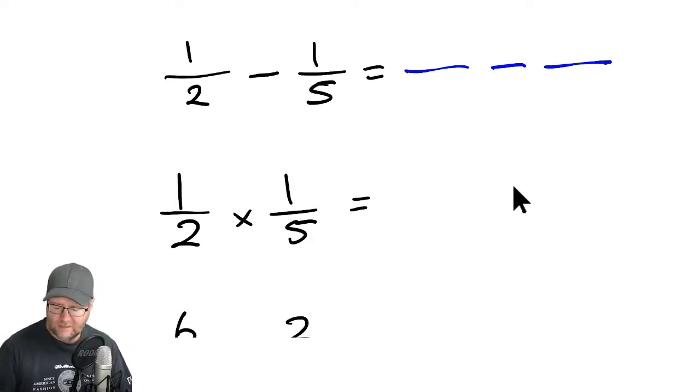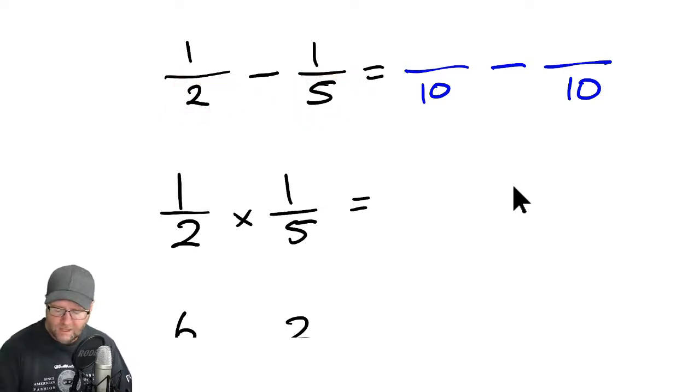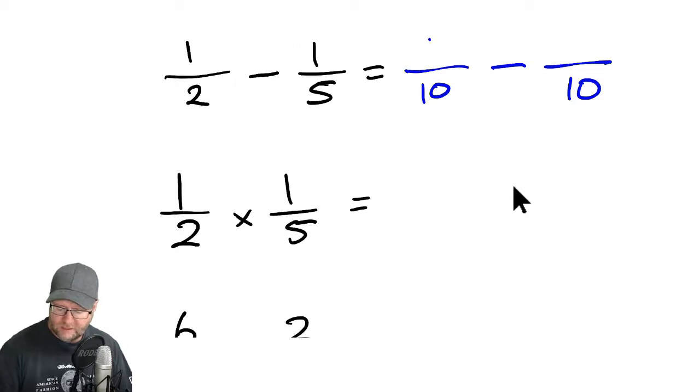It'll be something minus something. 2 times 5 gives me 10. So I'm multiplying these numbers together to get my new denominator, and then I'm going to cross multiply across the plus or the minus sign. So 1 times 5 gets me 5.